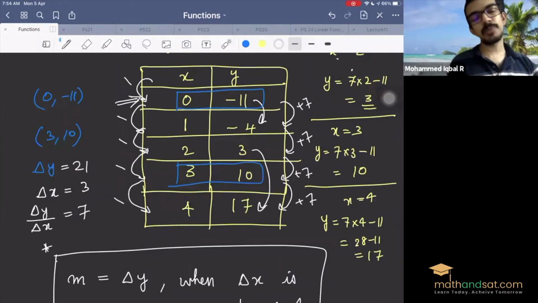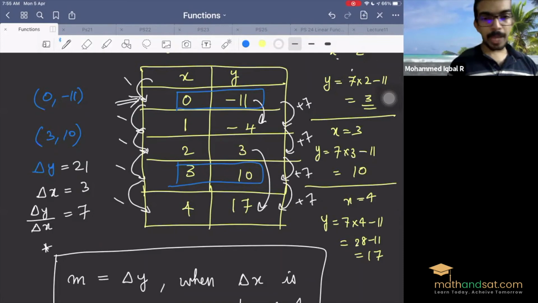And this ratio is what we call a slope. And in a physical scenario, physically, what does it mean? It represents the rate of change of y with respect to x.